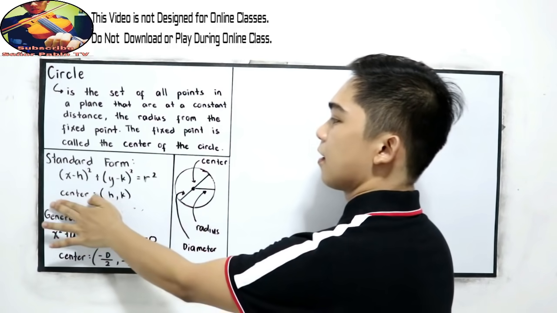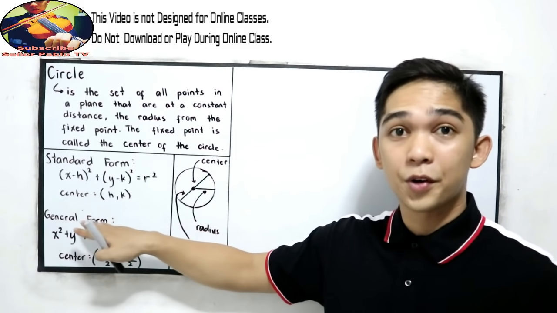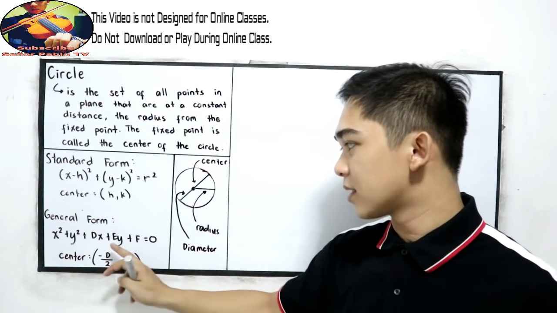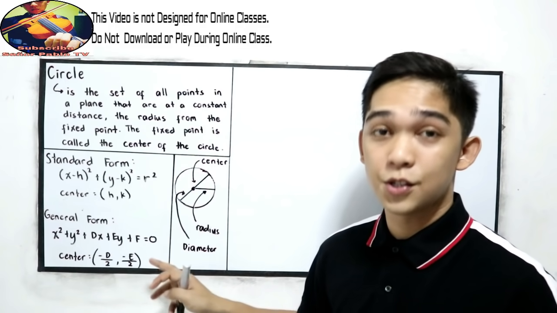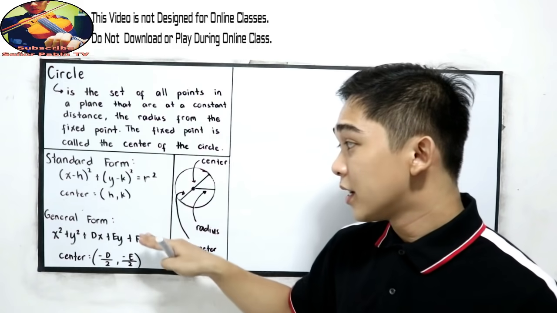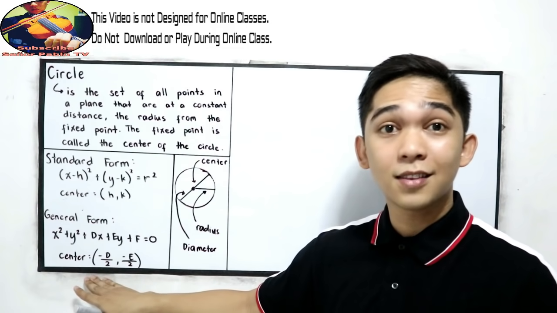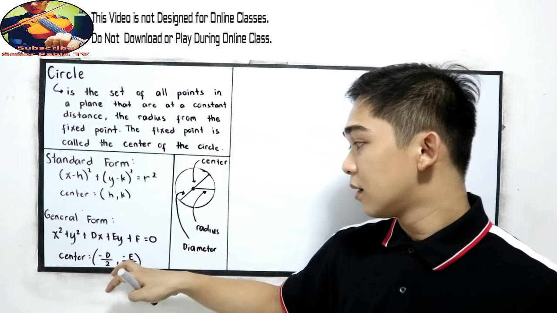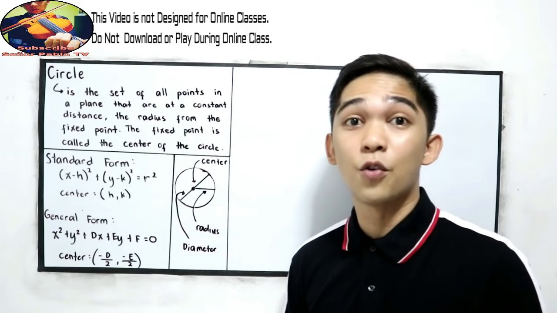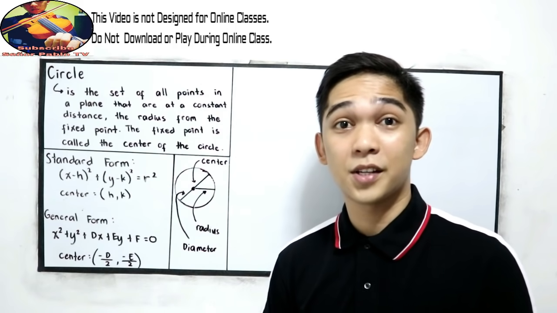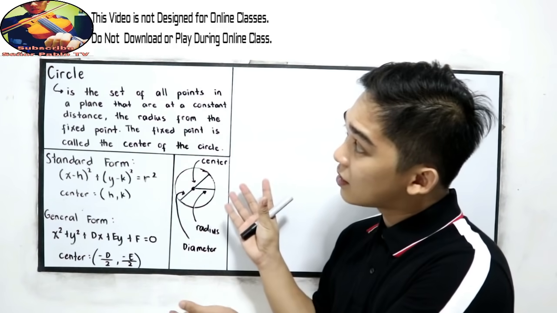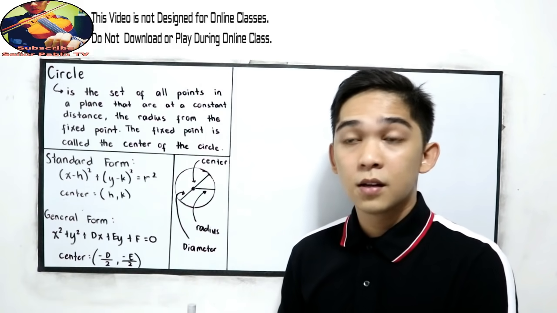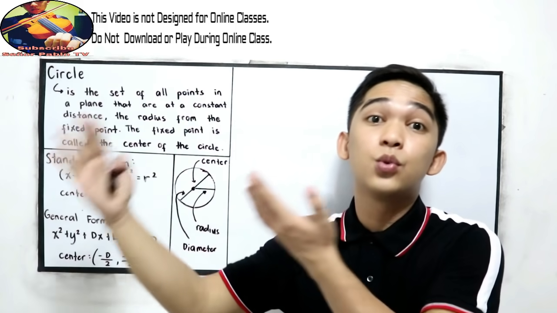Next, we have the general form. x squared plus y squared plus dx plus ey plus f is equal to 0. And in our general form, we have a shortcut formula for the center, negative d over 2 and negative e over 2. That is the shortcut formula for the center. Okay, to better understand the center, let us first discuss transforming general form into standard form.